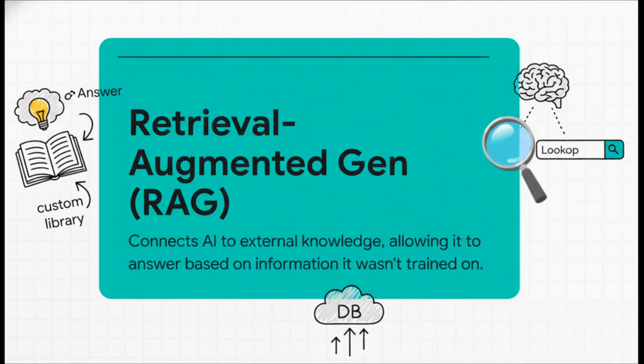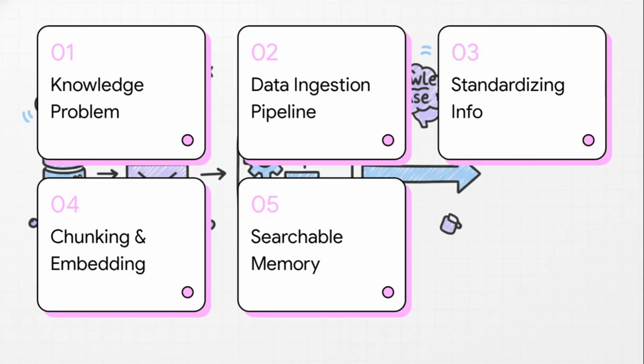And the answer, it's this really clever technique called Retrieval-Augmented Generation, or RAG for short. To put it simply, RAG gives an AI the ability to look things up in a private library of information before it even tries to answer your question. It's the bridge that connects the AI's vast general intelligence to your specific private data, and that is a real game changer.